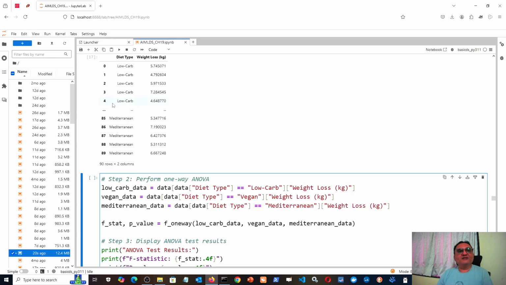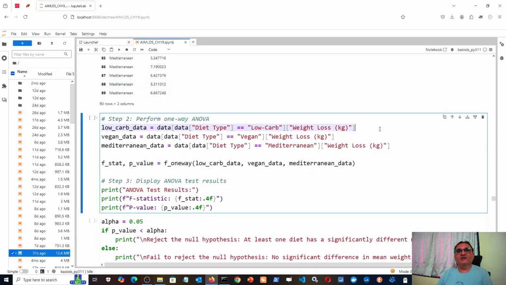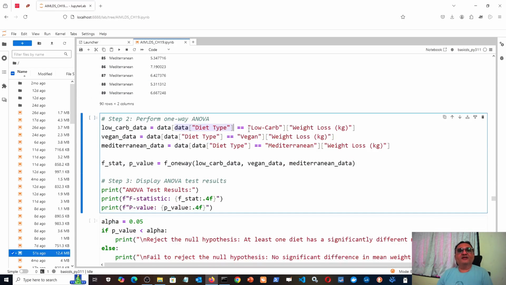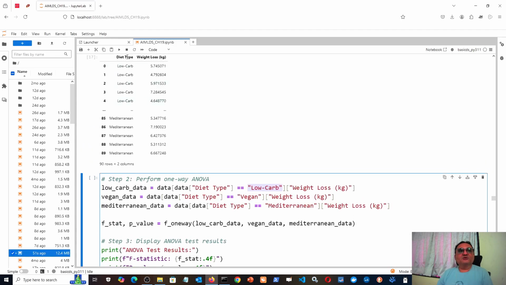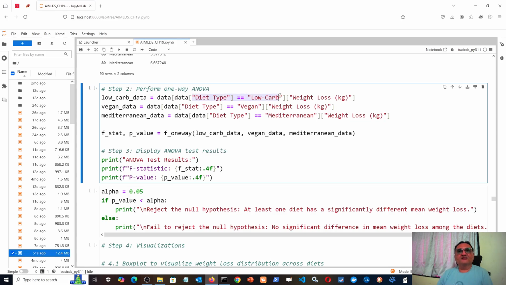I want to split this data frame into 3 parts. So I want to take the whole low carb portion separately. That is done by this line of code. Low carb data equals data from the entire data set. Take this column for conditional checking, data diet type, and compare it with this value, low carb. That means for the top 30 rows, this condition will be matched. And also take the other column, weight loss.